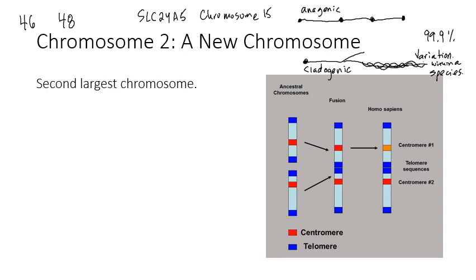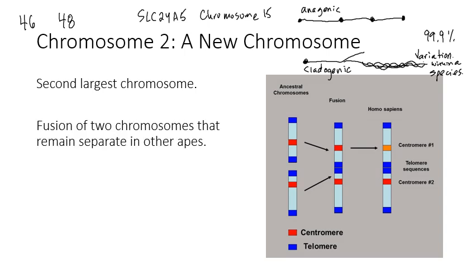Okay, so review, I'll give you your points here on your PowerPoint. We've said it's the second largest chromosome. And how did we get it? We've got a fusion of two chromosomes that continue to remain separate in other apes. And remember, humans are a member of the great ape family.